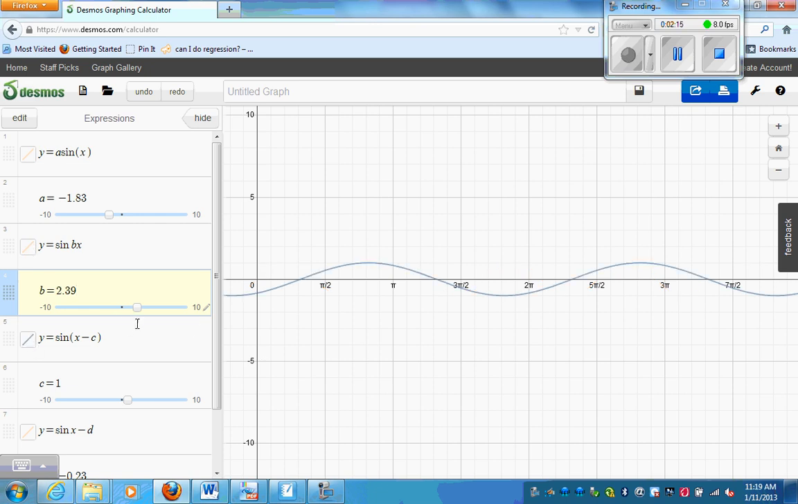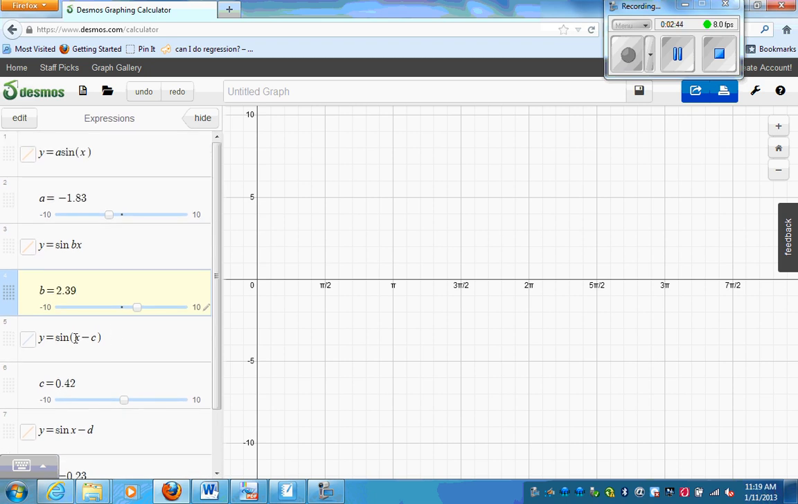Here I have c. We have to start with c equals 0. That's the regular graph, a regular sine graph. If I increase the value of c, it looks like I'm just shifting the graph. If it gets bigger, I shift to the right. If c gets smaller, I shift to the left. So c seems to help me shift.